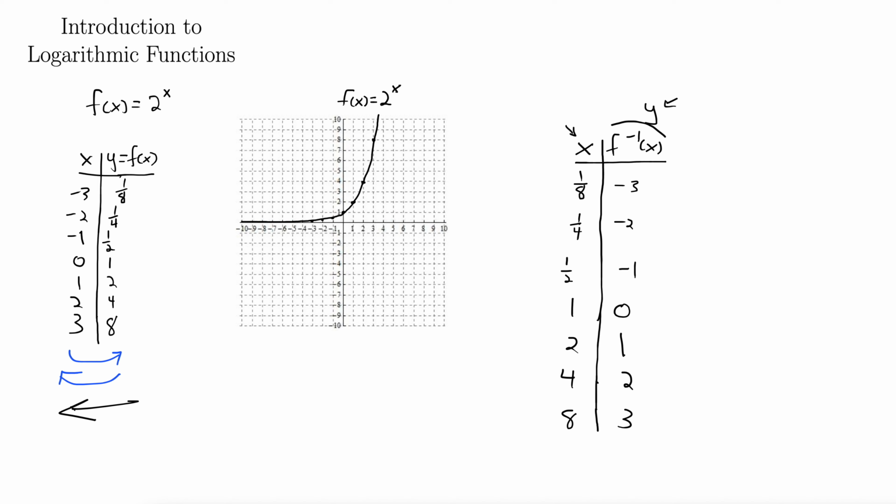So we have 1/8 comma -3. So that's way down here somewhere. Okay. 1/4, -2, right about here. 1/2, -1. 1, 0. All right. 2, 1 up here, 4, 2, there we go, and 8, 3. All right. Connect all these up, and we have our logarithmic function.